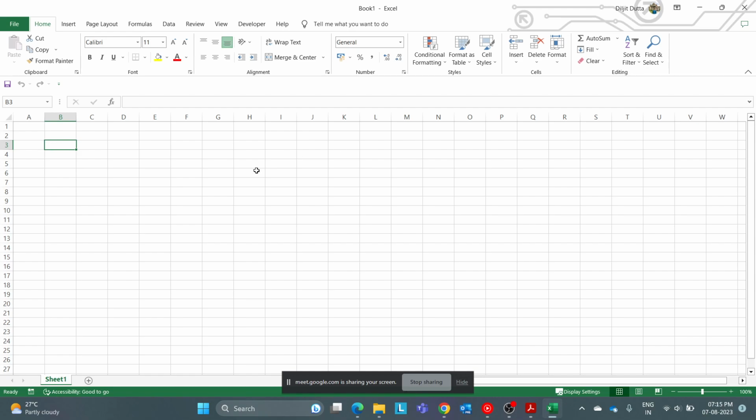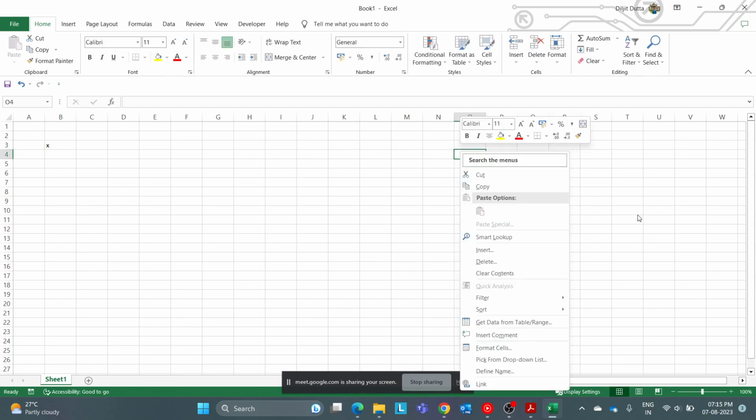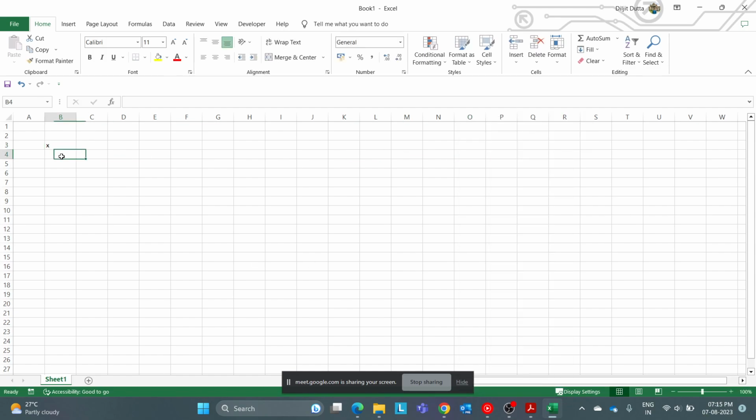Okay, first we'll mention the variables. We have variables x and y. We initially will keep them as 0 and 0. We are not setting any value to these variables.